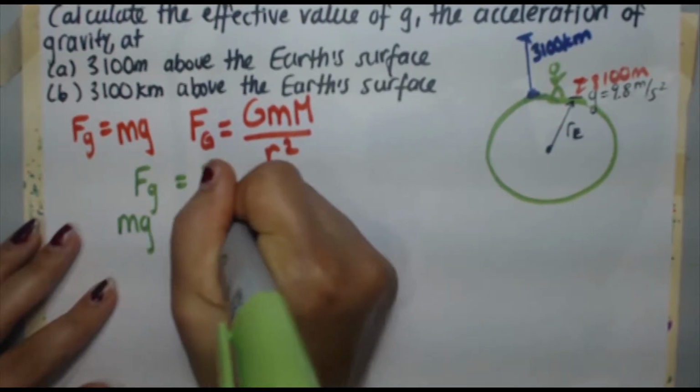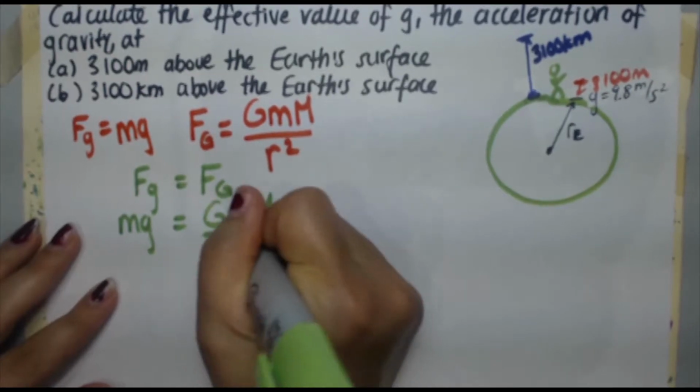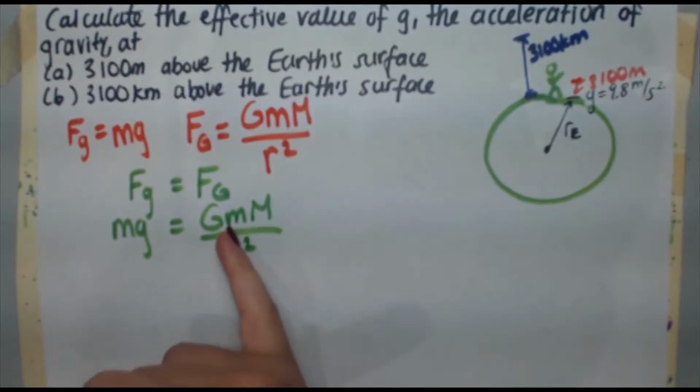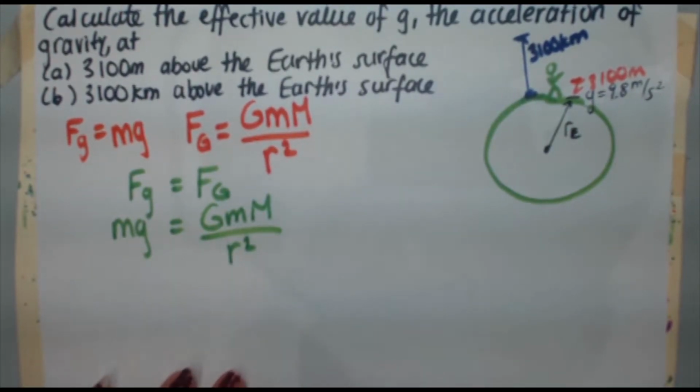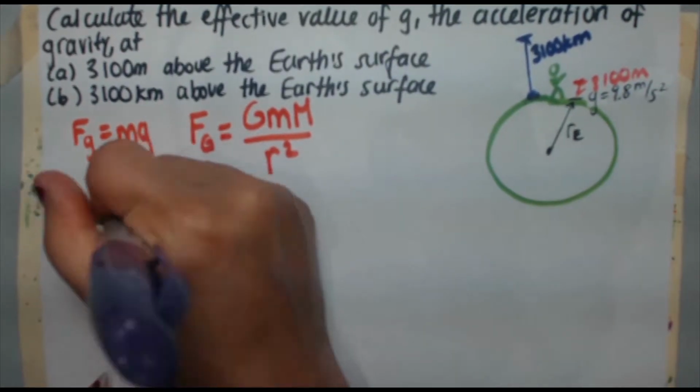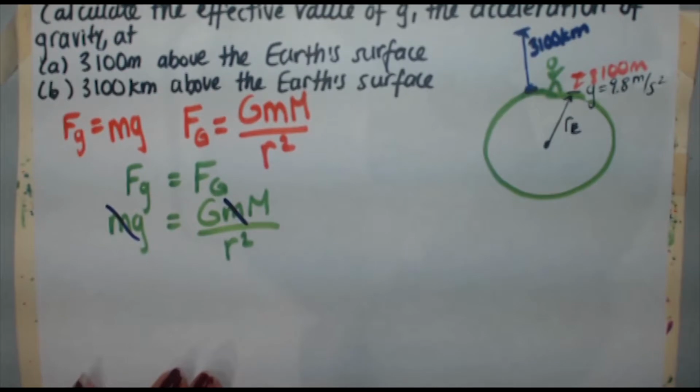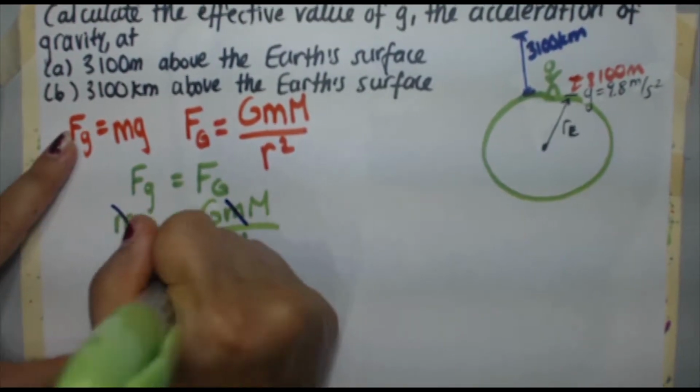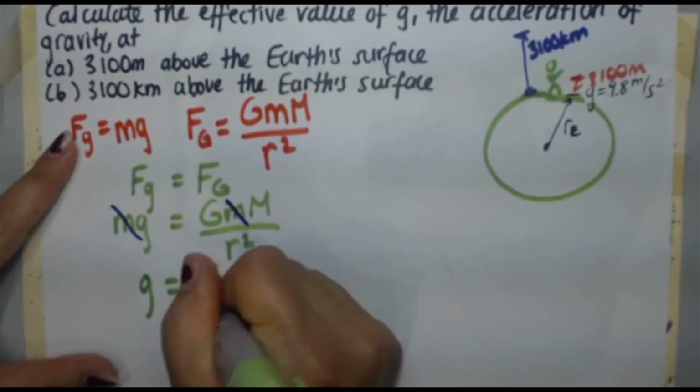mg equals GMm over r squared. Now, some formulas call this M1, M2. You can call it lowercase m, capital M. All that really matters here is that one of those masses cancels, and you're left with g is equal to capital GM over r squared.